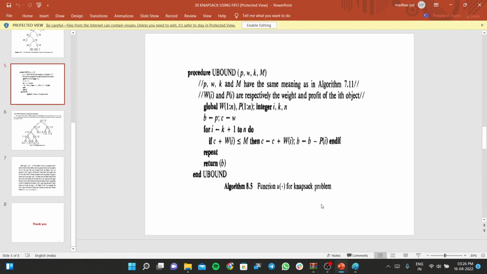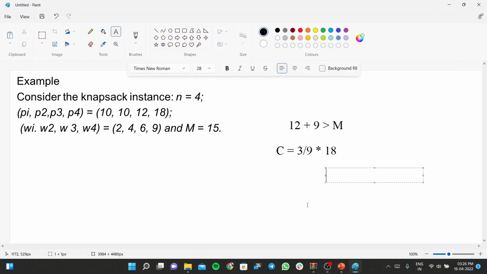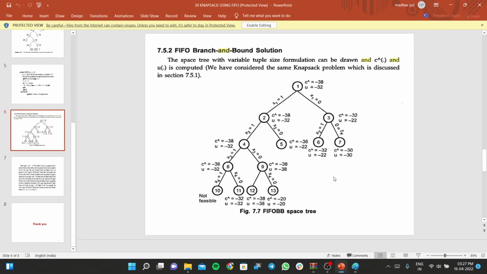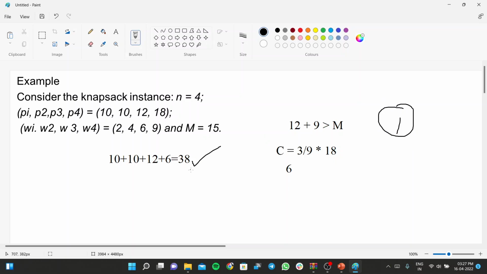I think there is no solution in this particular thing. So it actually gives me a value of 6. Now 10 plus 12 plus 6, that gives me 38. In this way we are going to calculate all those values. Initially we need to consider this as 1. So this is my c value, and minus 6 gives my u value.